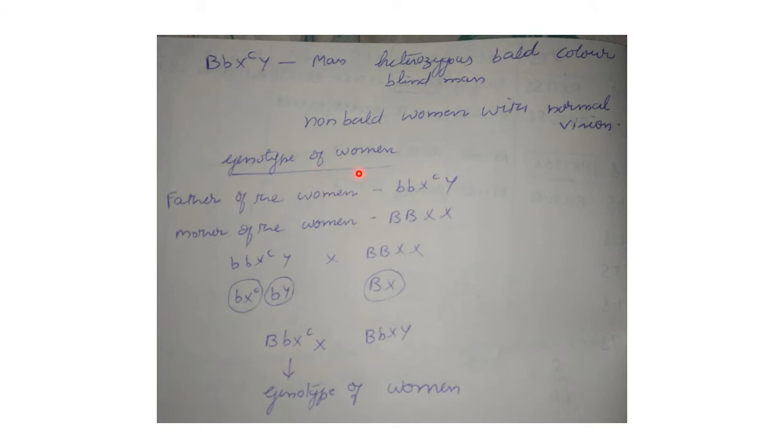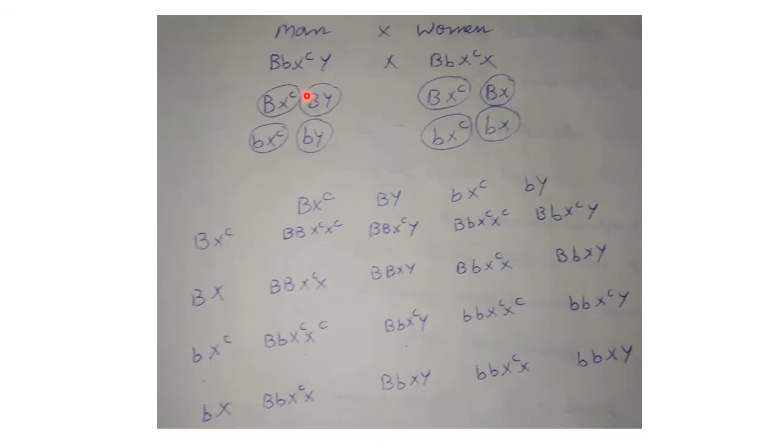Now the genotype of the woman we can find out using the father's genotype. So he is BB X^CB Y, that is non-bald and colorblind, whereas the mother of the woman is bald but not colorblind. So when we cross it, we will get this genotype of the woman, that is this one. Now when you cross the man and the woman, this one crossed with this genotype, you will get this many progenies.